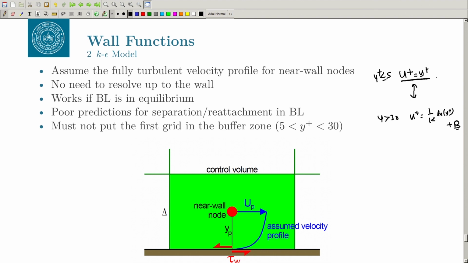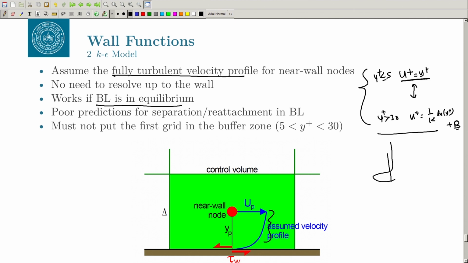So, what they used to do is assume a velocity profile at the node very close to the wall. You give that profile to the model, so you do not have to solve it, but can use this profile directly. Of course, this is valid only when the boundary layer is in equilibrium and the velocity profile is fully turbulent. If there is a separation or a reattachment, this will not work because the flow will not follow this law. Let us say there is a separation, your velocity profile will become like this. But for attached flows, you can use these wall functions.